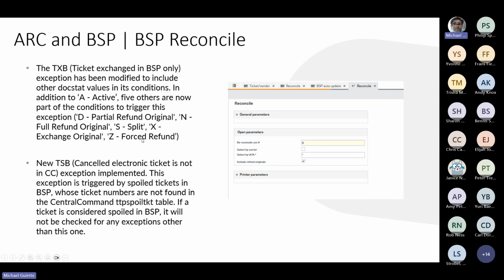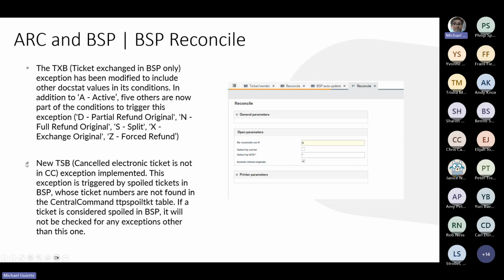So the reconciliation process now reconciles the ticket number, and it takes into account any of these other status codes on that ticket row to be able to reconcile the original ticket that was issued in that same week against the transaction because it's already been exchanged. Okay, this new TSB ticket, canceled electronic ticket, is not in Central Command.